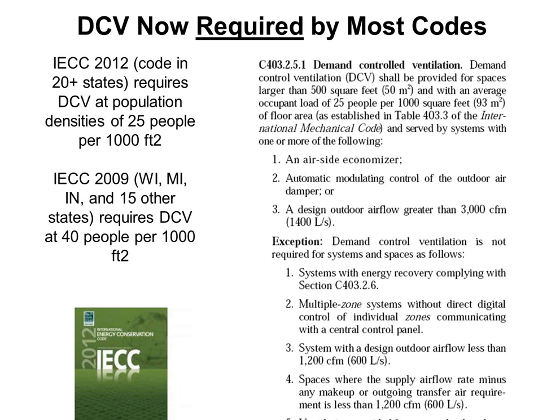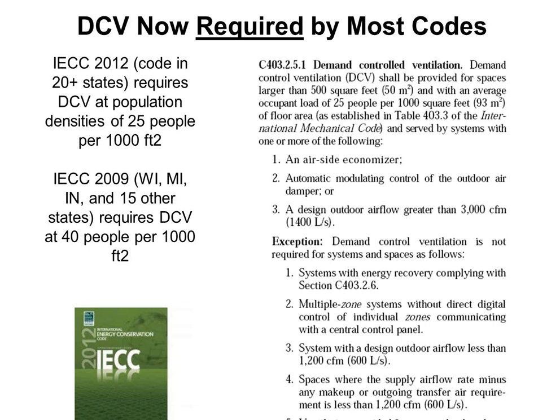So almost every state is on a 2009 or 2012 version. There's a few holdouts like Wyoming who doesn't have codes, but that's another story. The 2009 version says that if you have a population density in a space that is 40 people per 1,000 square foot or denser, you are required by code to have demand control ventilation systems in that space, reducing the ventilation air when people don't show up.